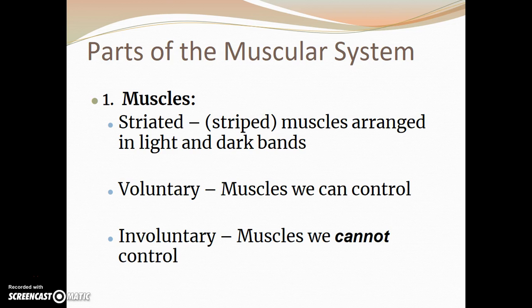Involuntary means that you don't have a choice. Muscles that we cannot control are involuntary. This would include our heart. We do not have a choice. Our heart will beat even if we try to tell it to stop.